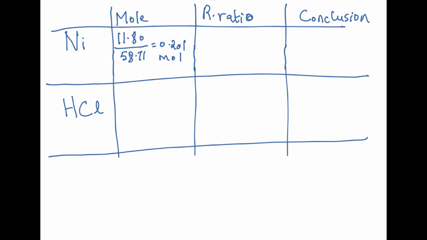Similarly, the mass of HCl given to you in the question is 3.65. You will divide it by the molar mass of HCl, which is 36.45 from the periodic table, and the answer you get here is 0.100 moles.